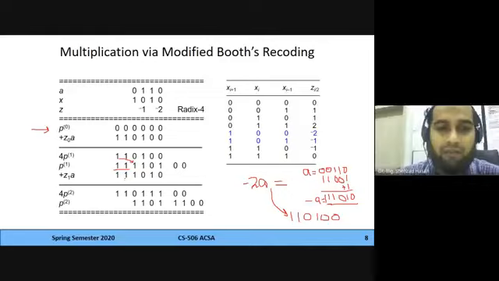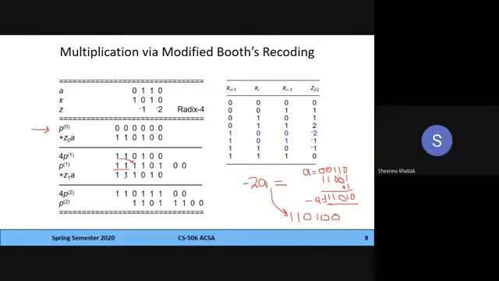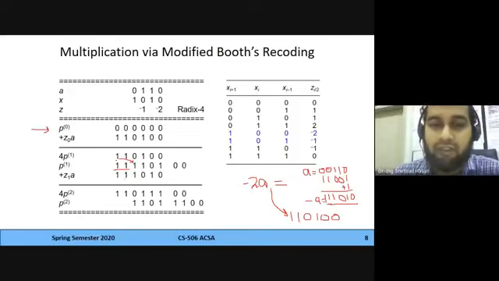Because this is an arithmetic shift, the sign should be preserved, which means that whatever sign value is over here has to be on these two positions. Now remember that in Booth's algorithm we are always talking about signed numbers.